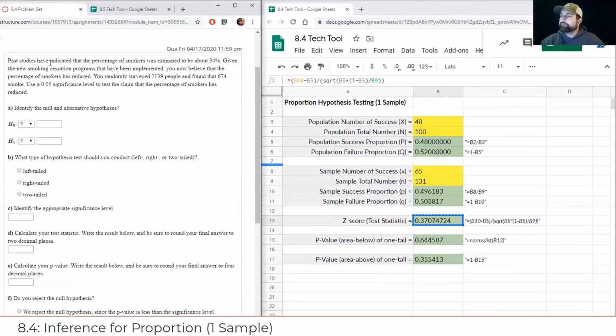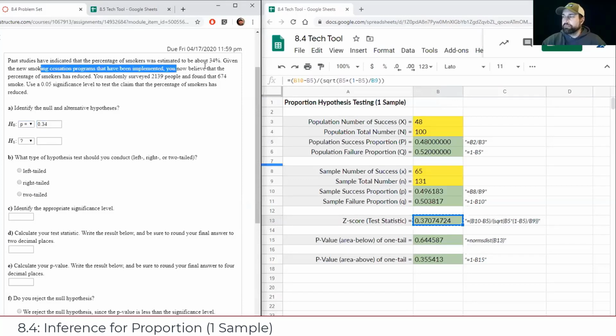Past study indicates that the percentage of smokers was estimated to be about 34%. So this is our population. So we are going to say that our null hypothesis, and notice what they have here. They have P's for proportions and mu's for means. We're not dealing with a mean. We're dealing with proportions. And so you always want to select the value of P here. So we're going to say P is equal to 0.34. That would be our null hypothesis, okay?